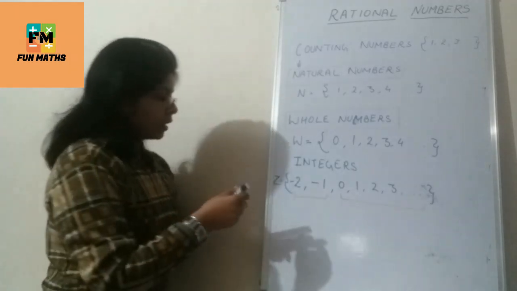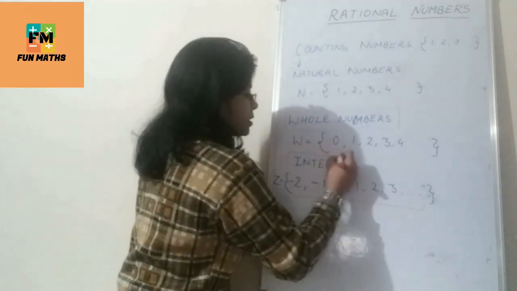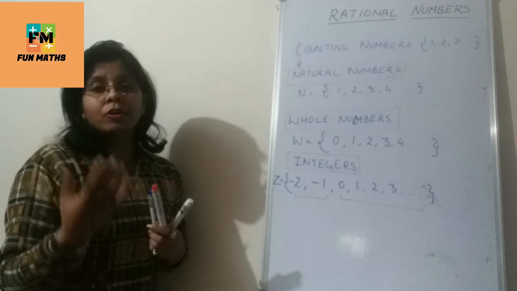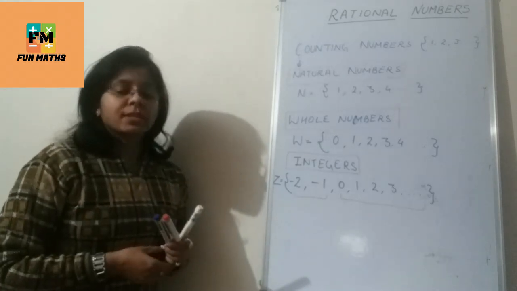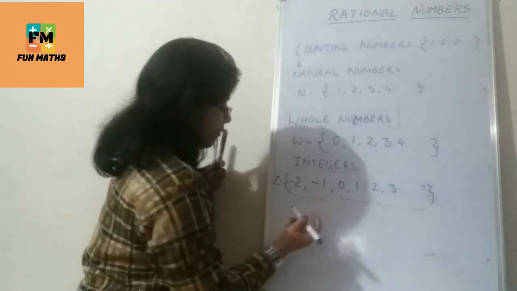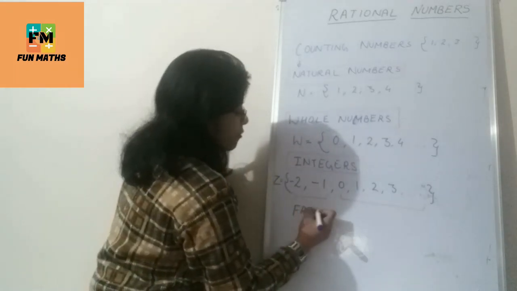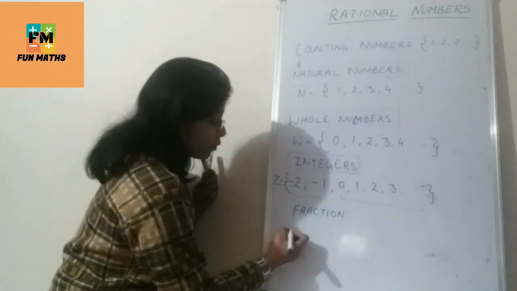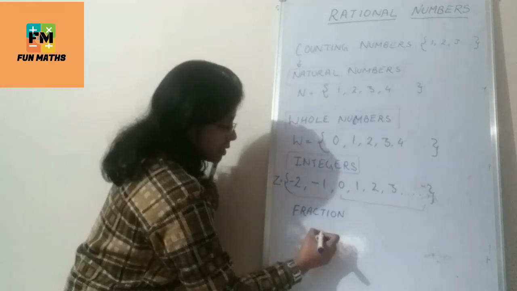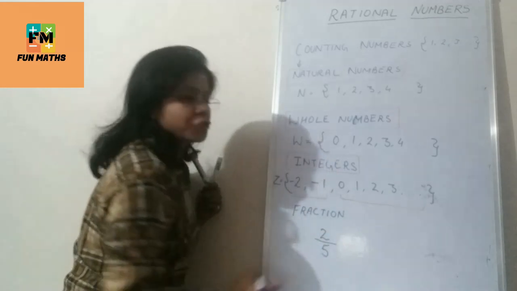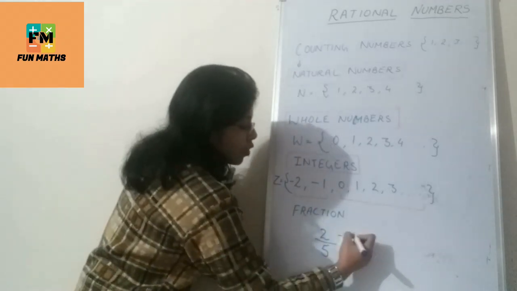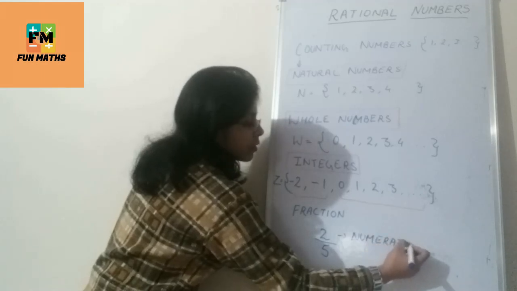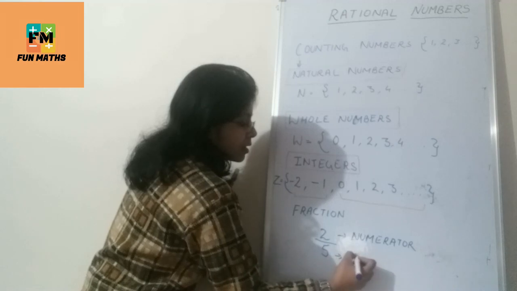After all these 3 kinds of numbers, you also know one more kind of number, which is a part of a whole, right? We have learned this in the previous classes. The part of a whole, if we remember, is known as a fraction, right? Fraction is a part of a whole, and we represent fractions as 2 by 5. This is a fraction, a part of a whole, where this 2 is called the numerator and this 5 is known as the denominator.